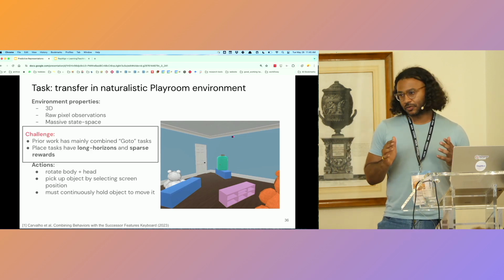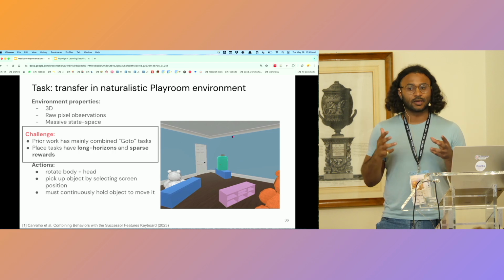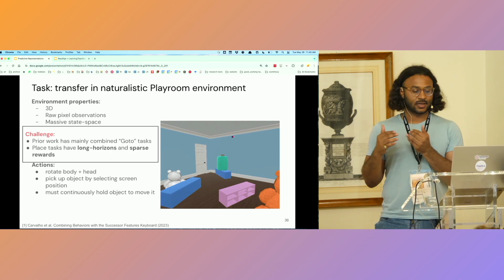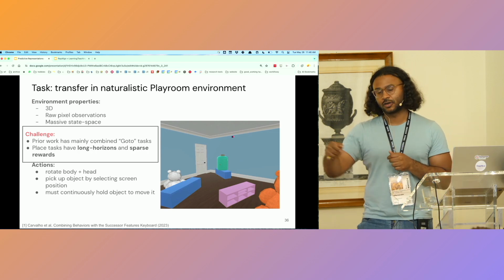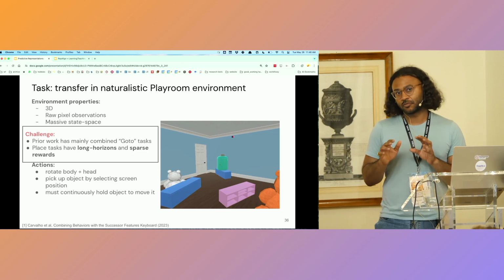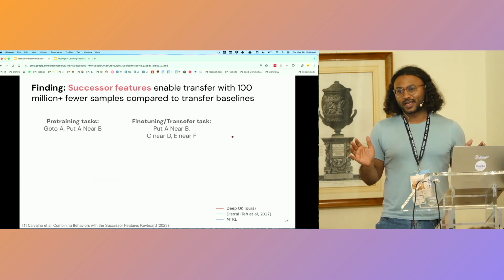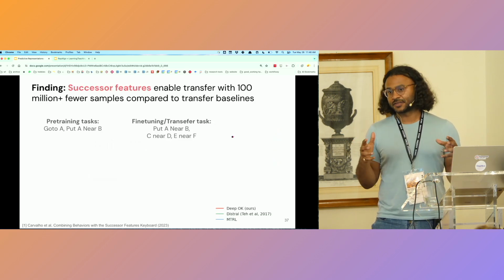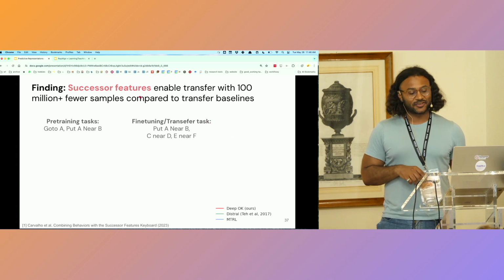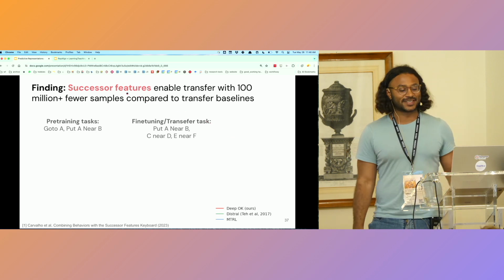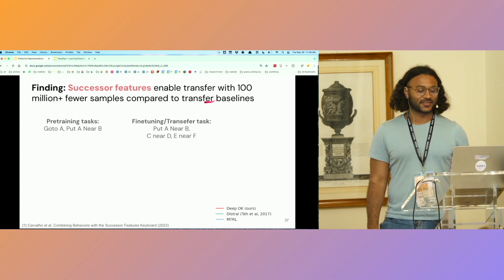And the challenge here was that prior work had mainly combined go-to tasks, and we had these place tasks that have longer horizons, they're much longer, and the rewards are much sparser. So it's like a more challenging learning problem. So punchline, and again, happy to talk about the details of this offline, successor features enable transfer with 100 million plus fewer samples compared to transfer baselines.